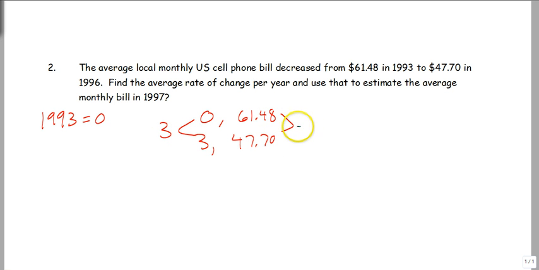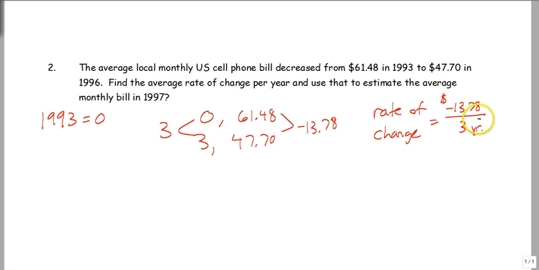If you do this, this is negative 13.78. So my rate of change for this problem is equal to negative $13.78 over 3 years. So dollars per year. So when you simplify that, it's approximately negative $4.59 per year. So what that's saying is every year the bill went down $4.59.